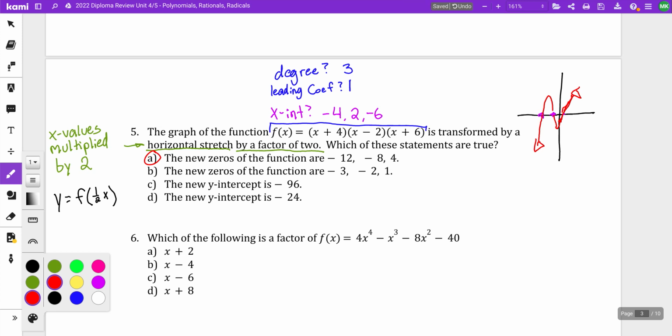Notice I did not make a new equation and then try to graph it and find the x-intercepts. That is a much harder thing to do. I'm just using my transformation on specific 3 points. Much easier.